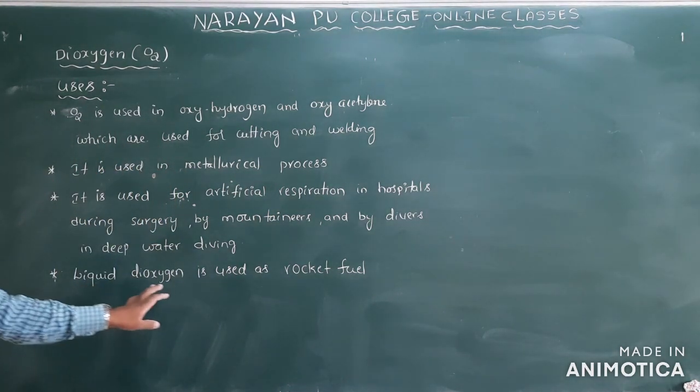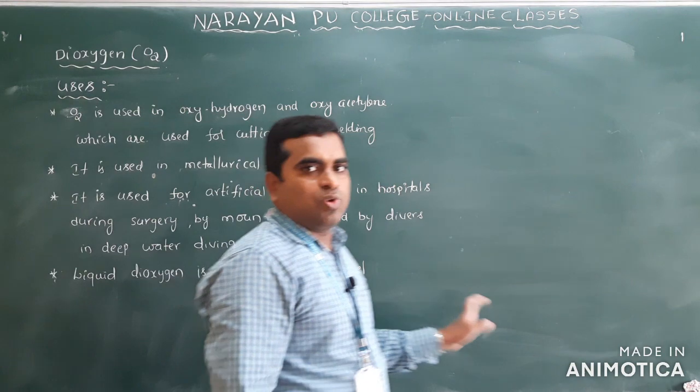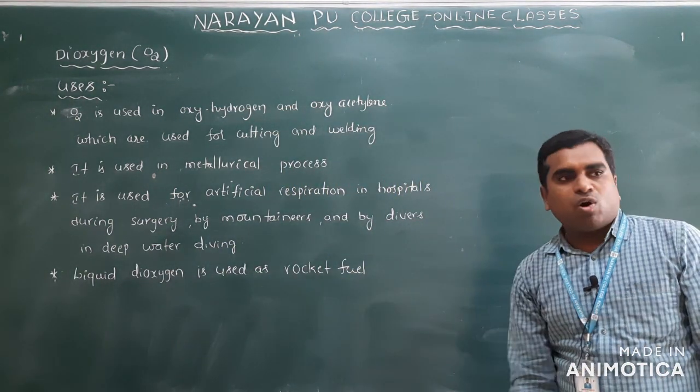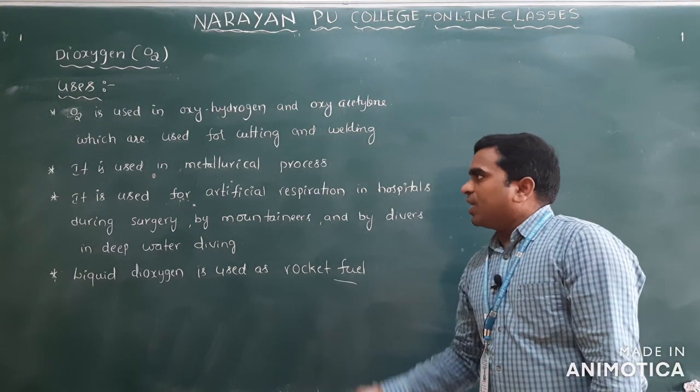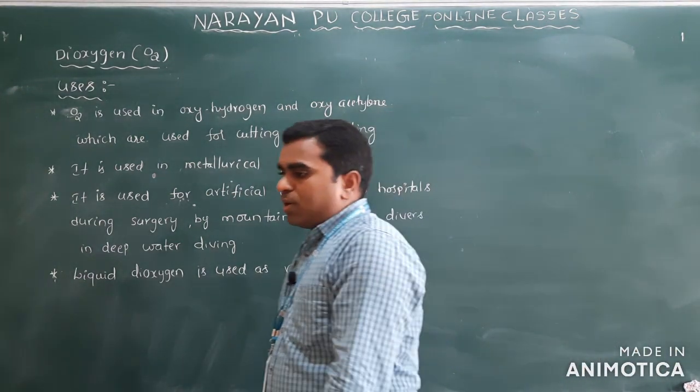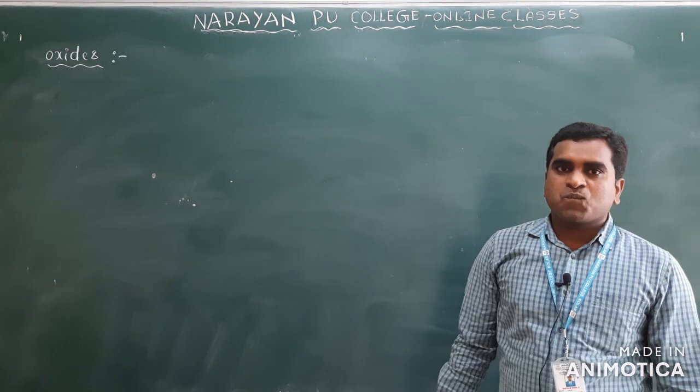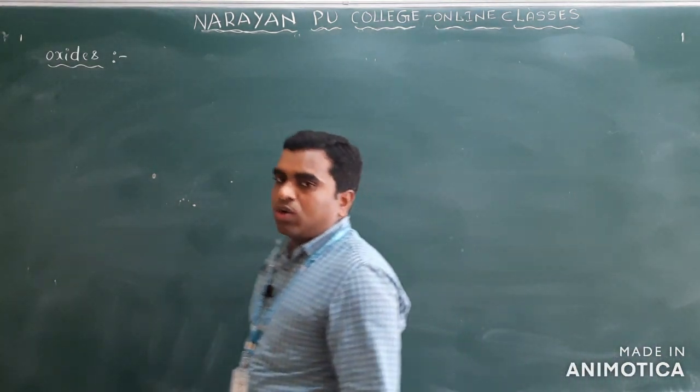So liquid oxygen is used as a rocket fuel. In the rockets, liquid oxygen is used as fuel. And these are the main important points of dioxygen. So next one is oxides.